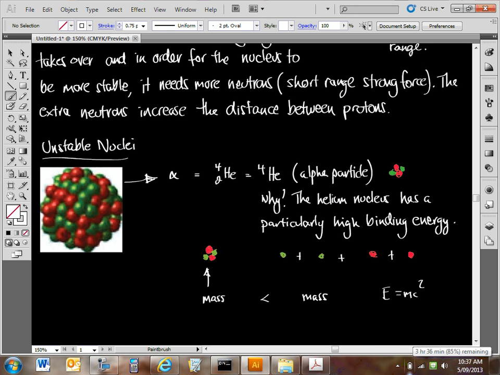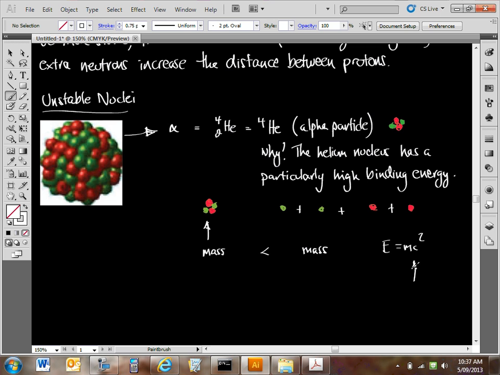What's the what? The speed of light. The c is speed of light there, yep. Particularly high binding energy for the helium nucleus.